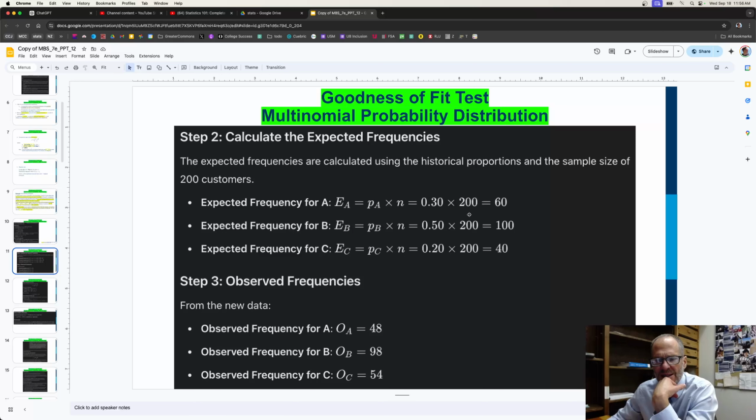So when we multiply these together, we figure out, out of 200, what the expected frequencies are. And then we have our observed frequency from the new data. Really, 48 customers out of 200 wanted A, 98 customers out of 200 wanted B, and 54 customers out of 200 wanted C. So here are the expected frequencies, here are the observed frequencies.